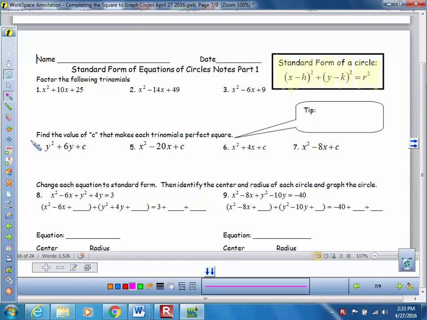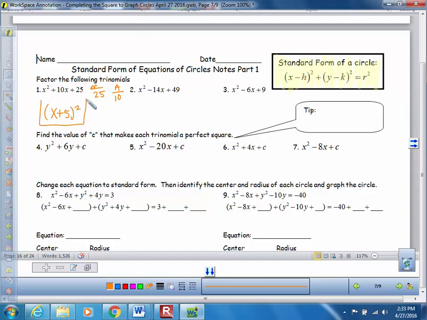What makes something a perfect square trinomial is that their factors are exactly the same. So if we're looking at number 1, we are looking for something that multiplies to give me 25 and adds to give me 10. So what number would multiply to give me this and add to give me that? 5. So it would be 5 and 5, right? So the way we would write that would be x plus 5 squared, because it's the same thing twice. And that's a perfect square trinomial, because it's the same thing twice.